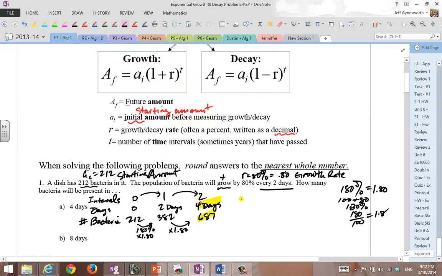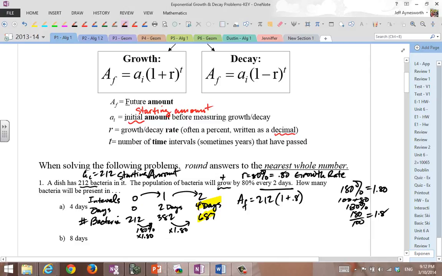So my future amount after 4 days, your A sub F, is going to be your initial amount, A, which is, in this case, 212, times 1 plus R, but I told you that R is 0.8, so 0.8, to the T power. Now, T is the number of time intervals. Now, how do you get the number of time intervals? Well, you know we did it. We wanted 4 days overall, so after 2 days is 1 interval, and after 2 more days is 2 intervals, or 4 days.